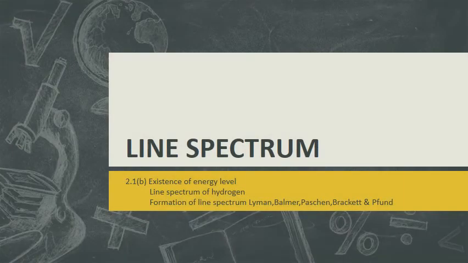Channel. So for today we're going to learn about the line spectrum. These are the learning outcomes of 2.1b, where we will learn about the existence of the energy level, the line spectrum of hydrogen, how the line spectrum is formed, and of course the formation of the line spectrum in the 5 series, which are Lyman, Balmer, Paschen, Brackett, and also the Pfund. Okay.